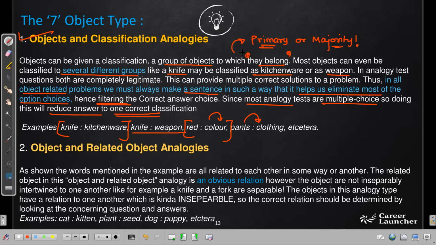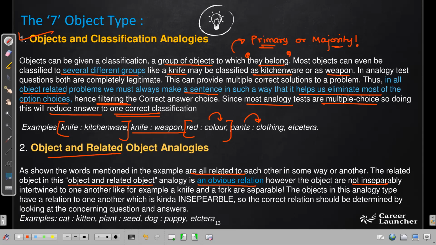Try to go for the primary or the major usage of it. Then objects and related objects. As shown in the words mentioned, they are all related to one another in the same way. The related objects is an object and related object analogy. It's an obvious relation that we have.